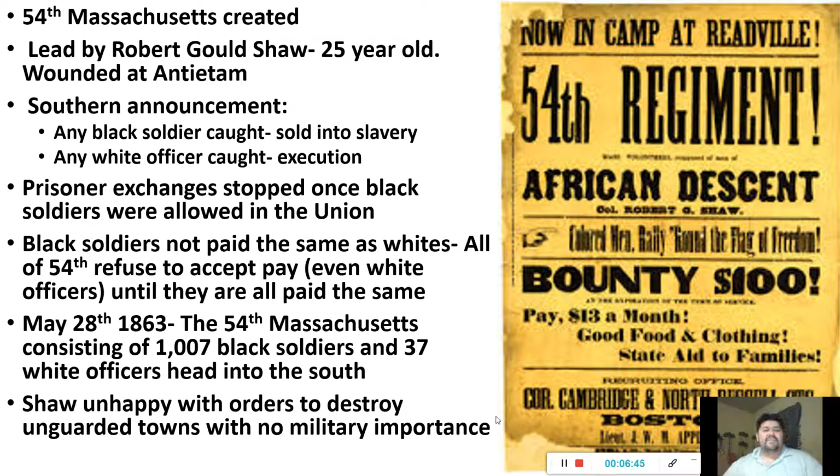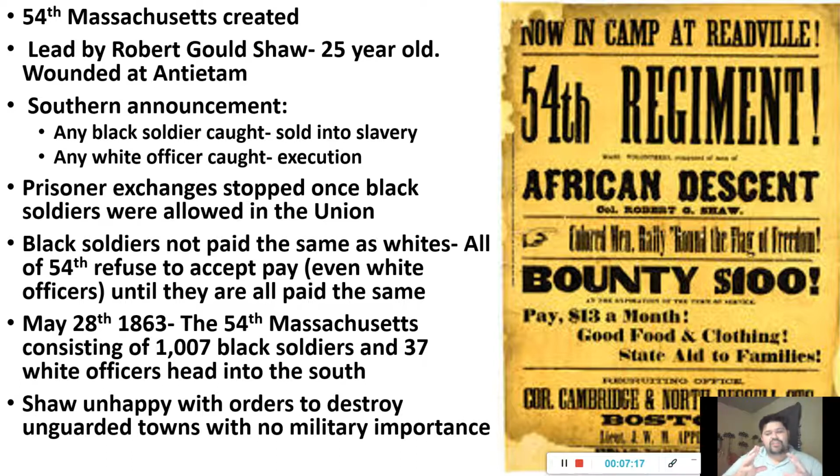So this group became known as the 54th Massachusetts. Okay, that paper you see right there, right above me, that is the original flyer. And as you can see, it says asking for people who are of African descent. They're going to get paid $13 a month. They're going to get food, clothing, and the state's going to help their families out. Because a lot of these guys were the breadwinners. They were the ones working for the family.